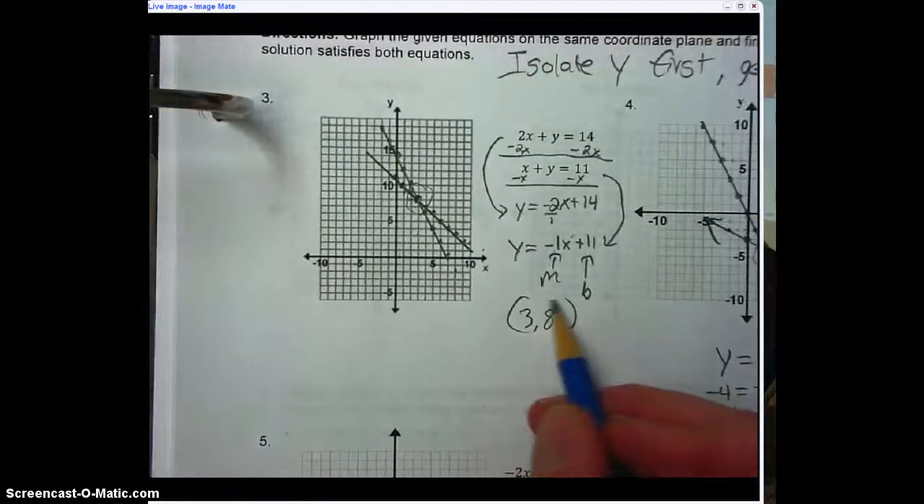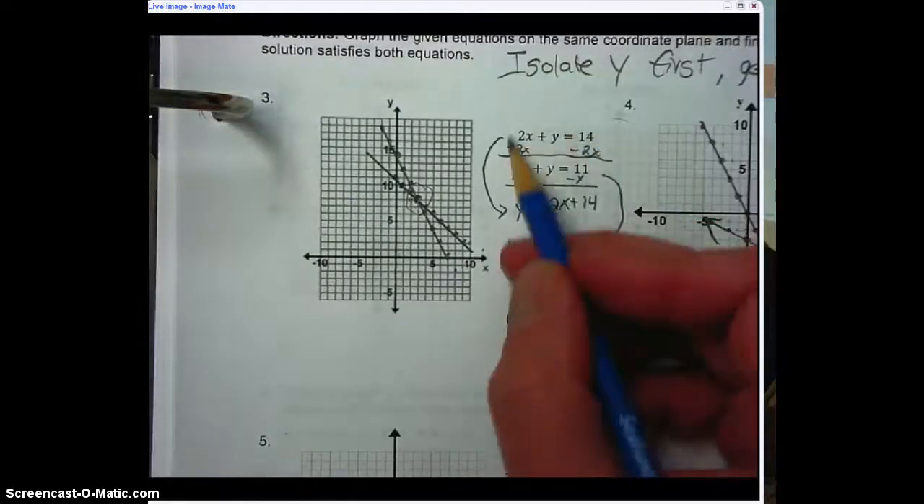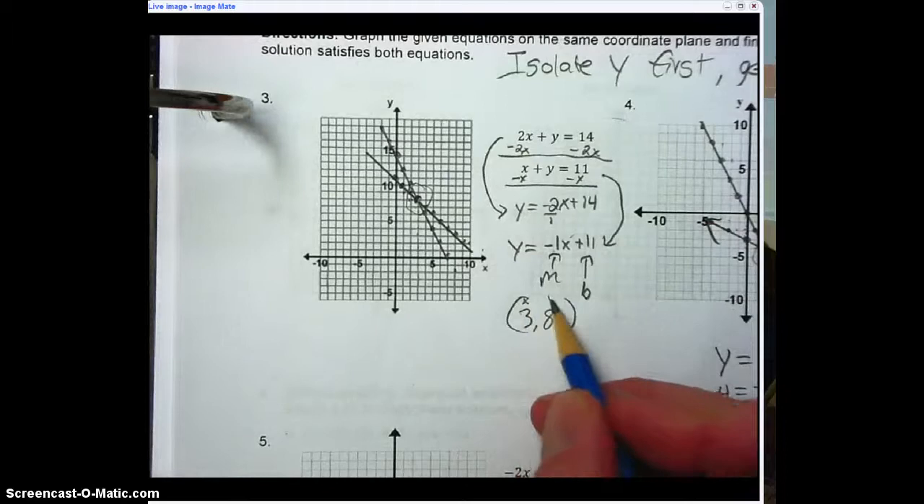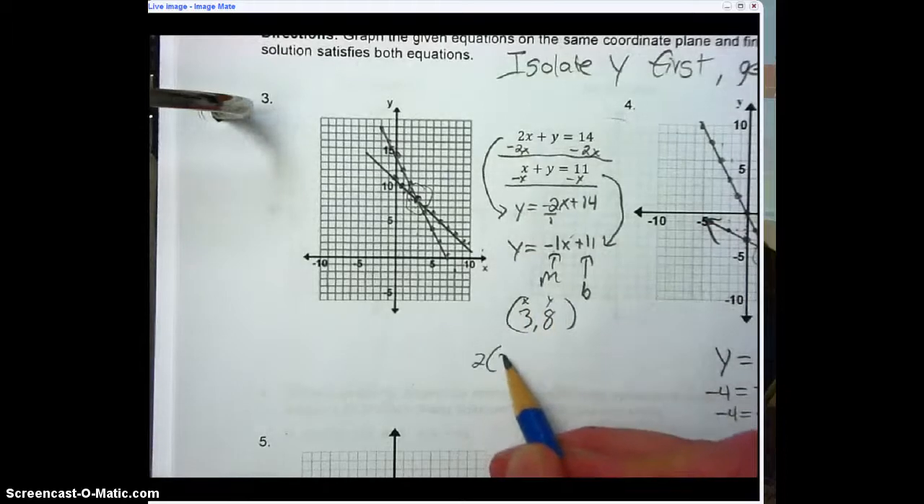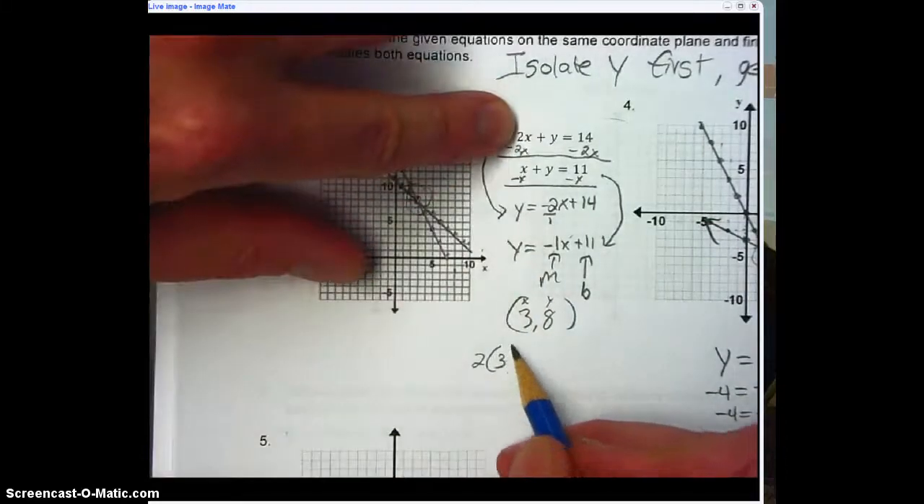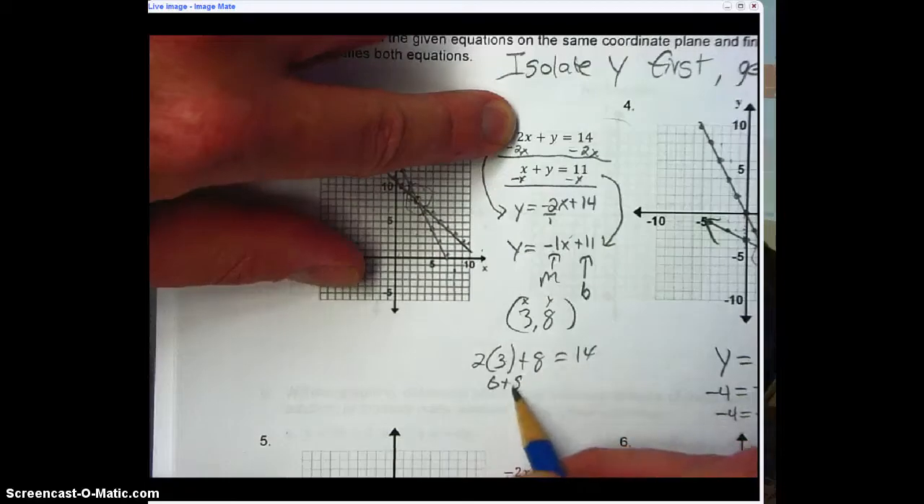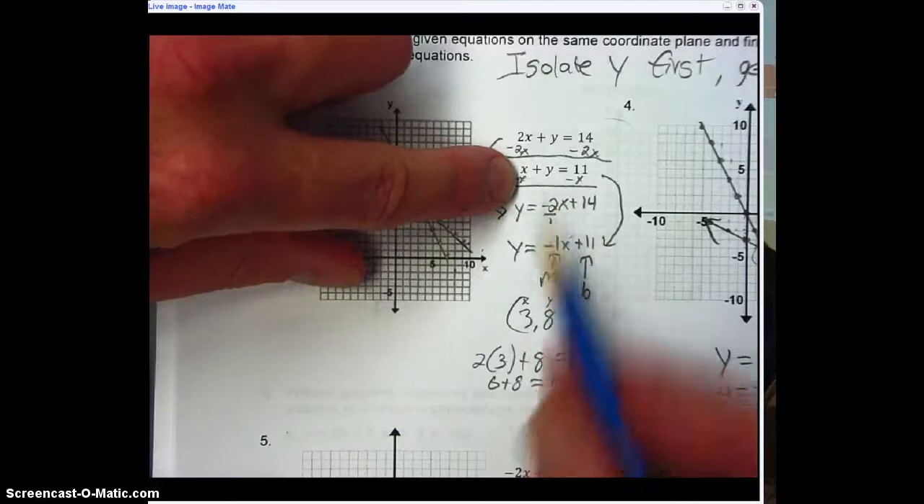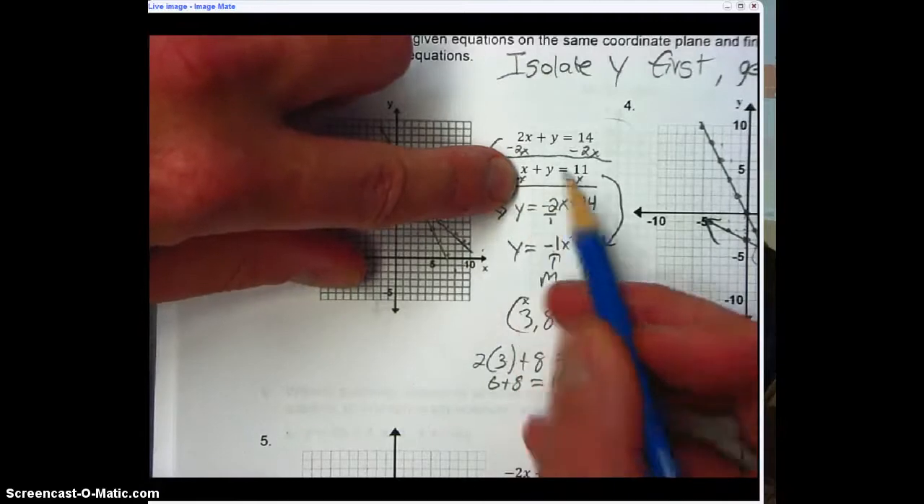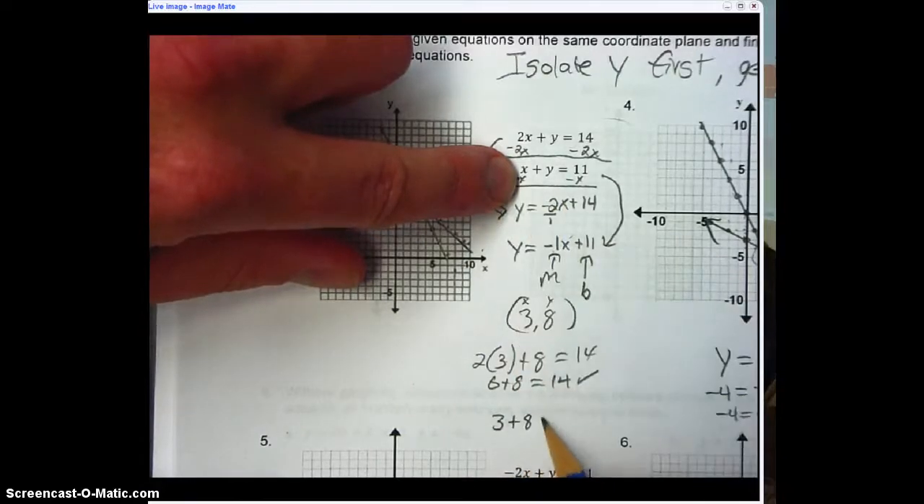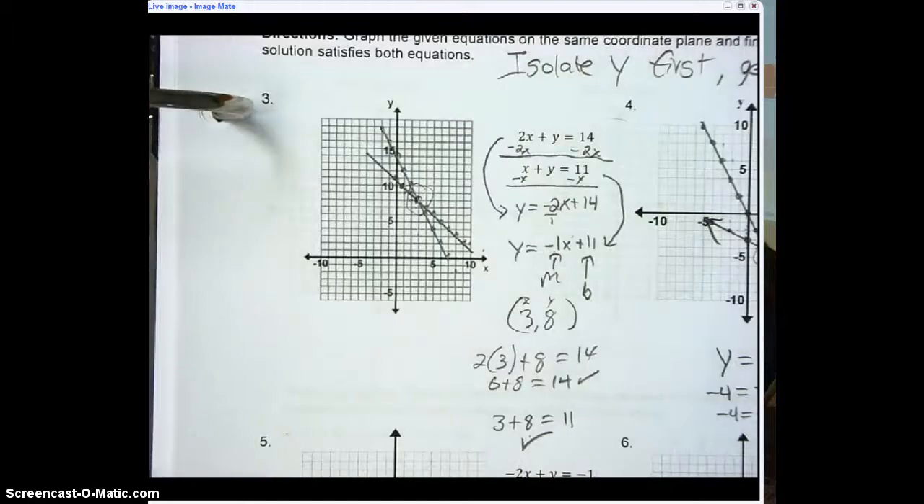So we're going to plug in 3, 8 into the original equations and see if it works. Remember, this is x, this is y. So 2 times 3, I'm plugging it in right here, plus 8 should equal 14. And 6 plus 8 does equal 14. Now plug it into the bottom. 3 and 8 for x and y. Does 3 plus 8 equal 11? And clearly it does. We have verified.